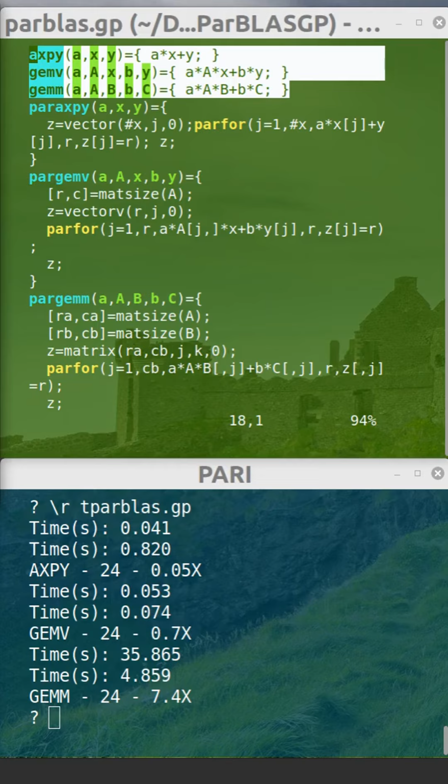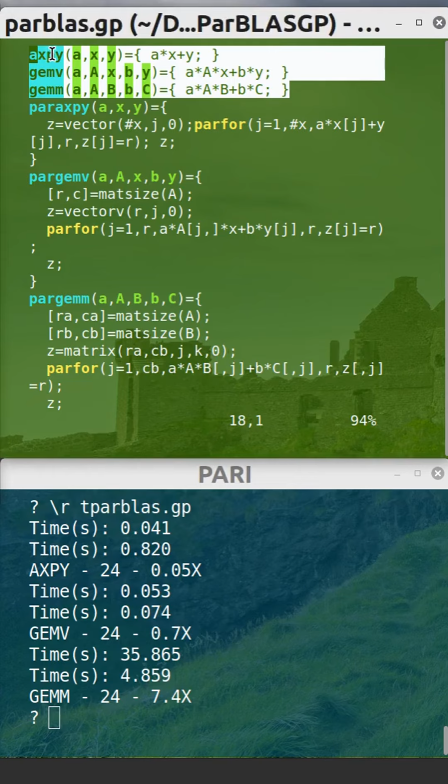Let's take 3 example routines, one from each level, and implement a straightforward parallelism using par4 and pari. Because of the simplicity of this approach, all 3 routines can be written as one-liners if desired. Here they are, highlighted in their basic form and their parallel form.